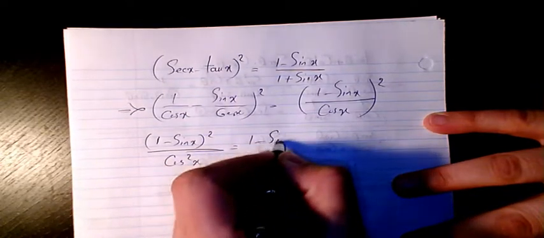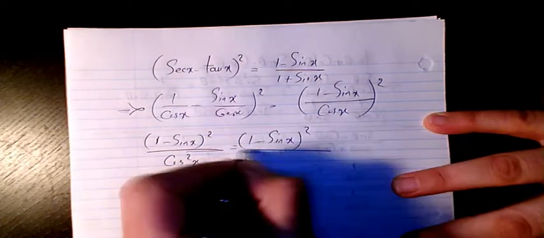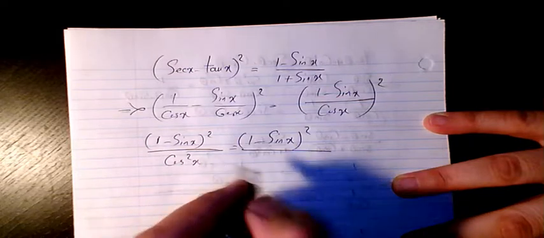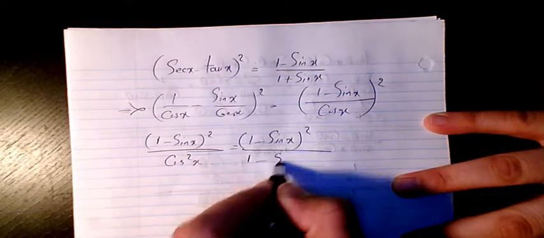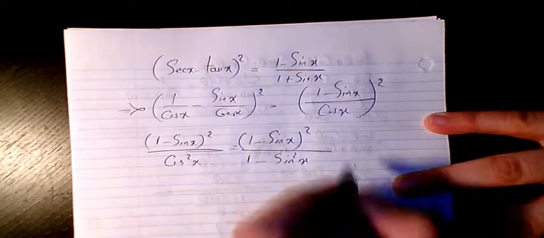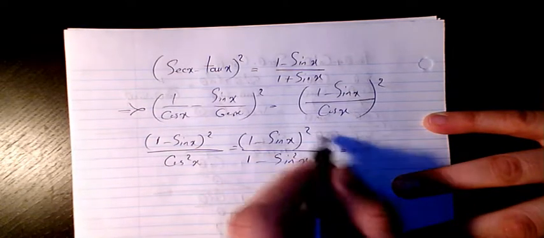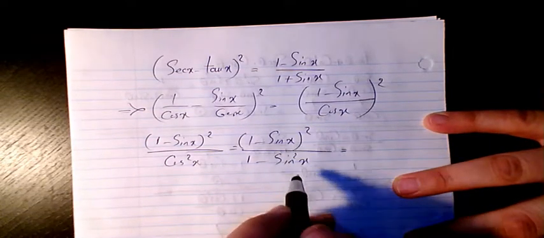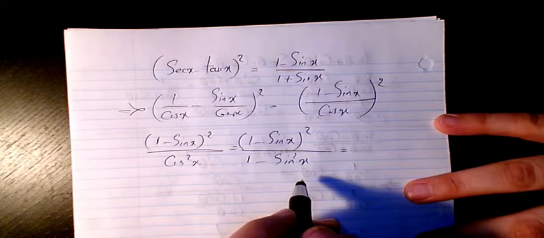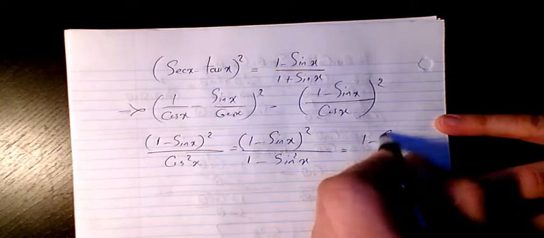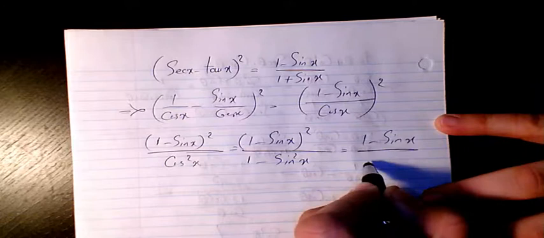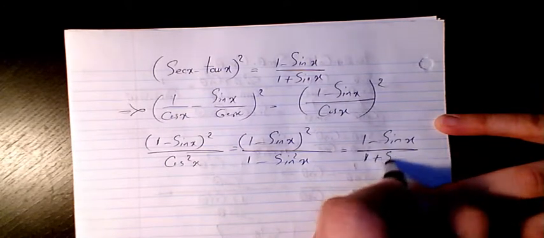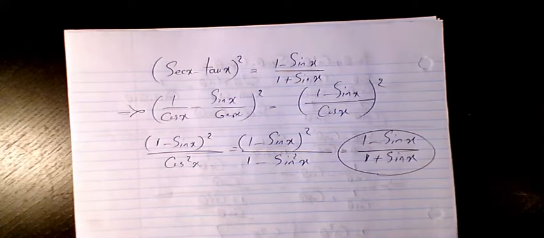Then I will have cosine squared x in the denominator, so I change it to 1 minus sine squared x, and then I divide both numerator and denominator by 1 minus sine x. So what remains is 1 minus sine x divided by 1 plus sine x. As you see here, that's exactly what we have on the right hand side of the equation.